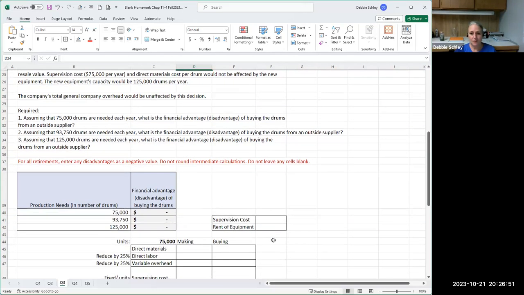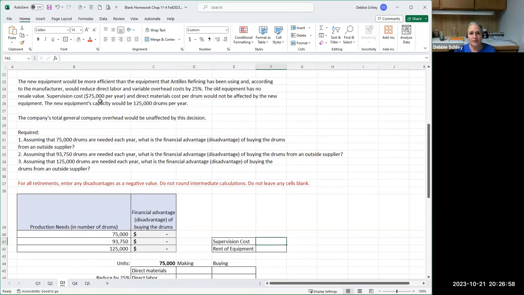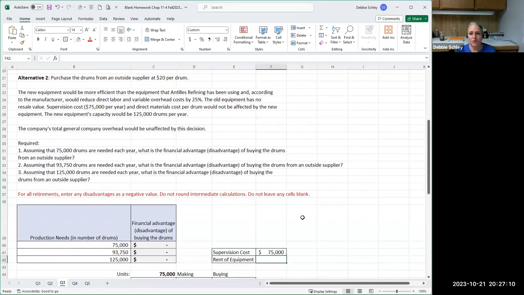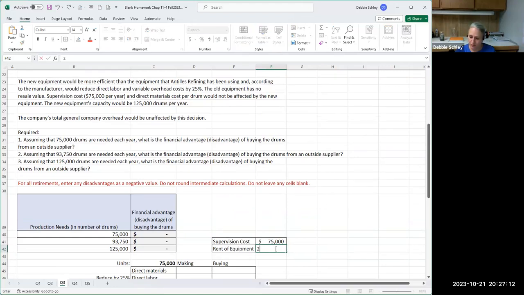Okay, so first, what's our supervision cost? That was 75,000 per year. So I'm going to put that right here. Okay, and the rent of the equipment for alternative 1 was $225,000.